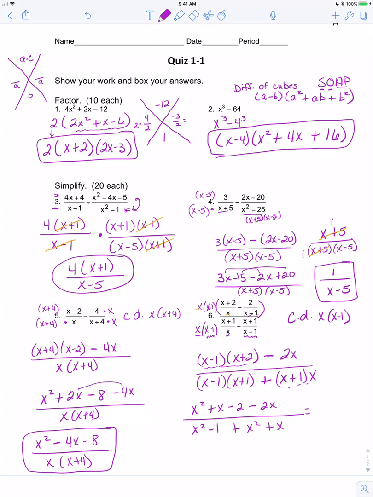Okay, let's keep simplifying here. We have an x squared. Our x and negative 2x, or minus 2x, leaves us with minus x, and then minus the 2. All over here we've got 2x squared plus x minus 1. Okay, can those factor? Let's see. Bring it on down here. So we've got x minus 2, x plus 1 on the top factored.